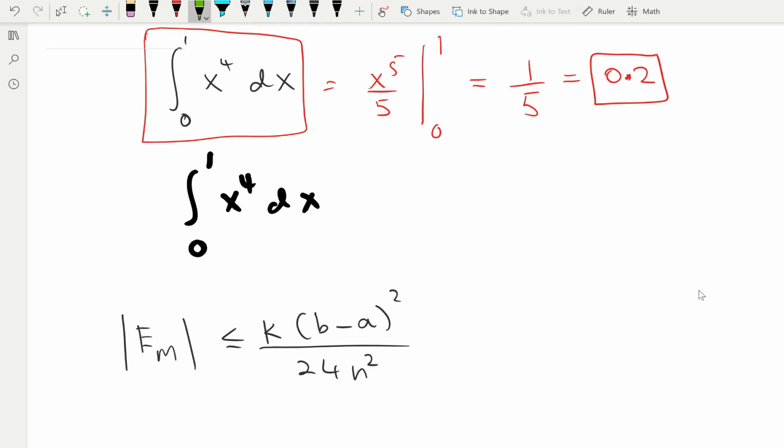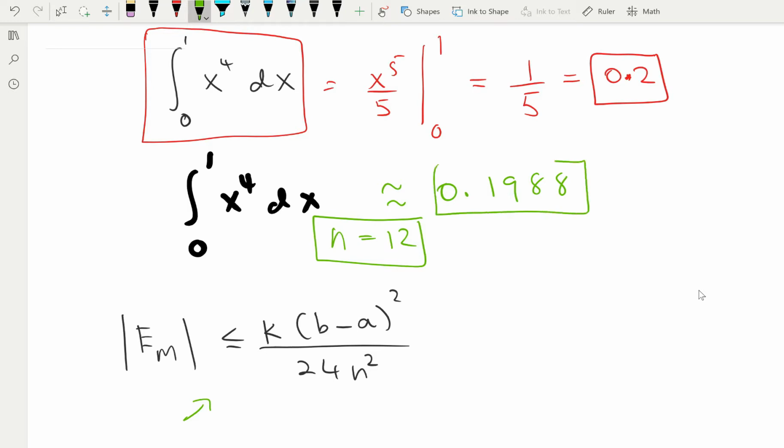Now if I use the midpoint rule, let's say with 12 subintervals, let's say n is 12, what I'm going to get is, okay, I did that at home. You can do it by yourself. The focus of this video is about the error bound. We will get there in a minute. But the answer, if you use the midpoint rule, what you get is 0.1988. This is the answer that the midpoint rule gives.